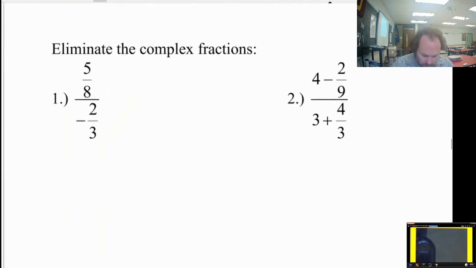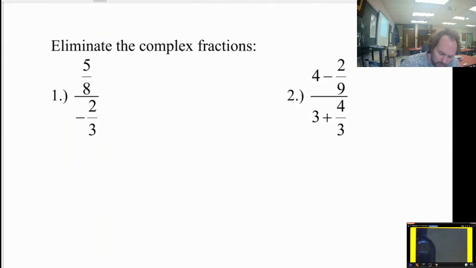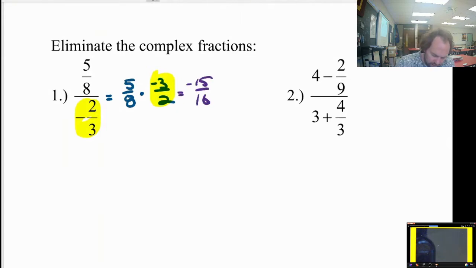So let's talk about number one, 5/8 over negative 2/3. There are a lot of important reasons that we talk about in middle school education, when I was teaching middle school back in the day, about why this works. But the best way to handle a problem like this is to flip the bottom fraction and multiply. So I'm flipping negative 2/3 and making it negative 3 over 2. And so this gives us negative 15 over 16, and that's all I have to say about this problem.